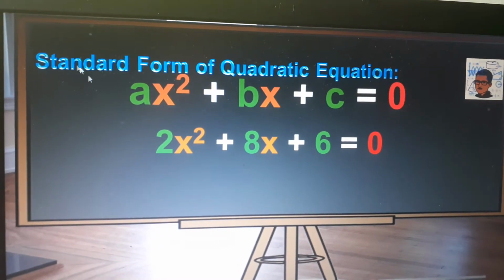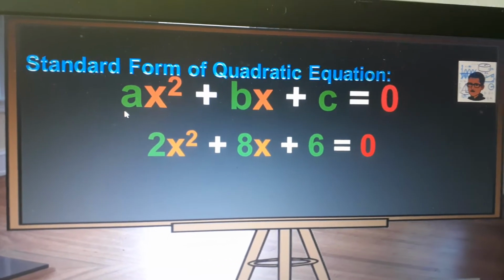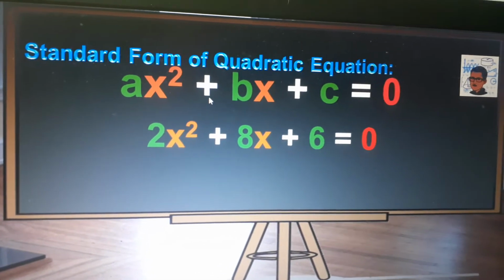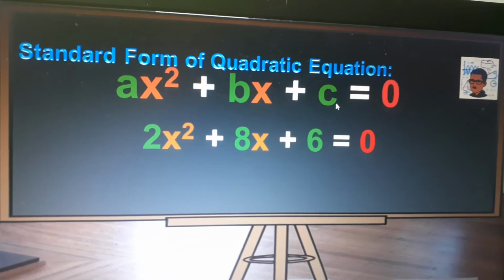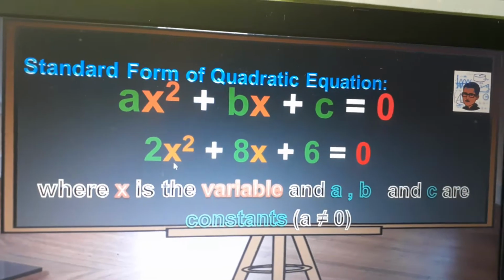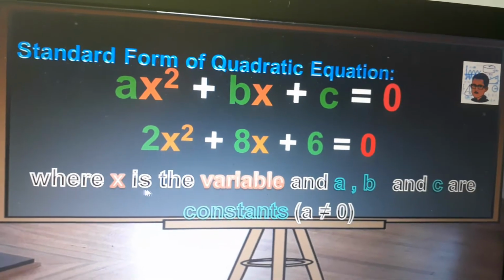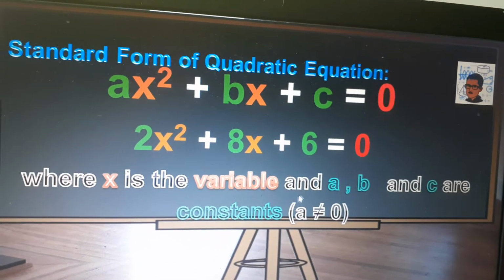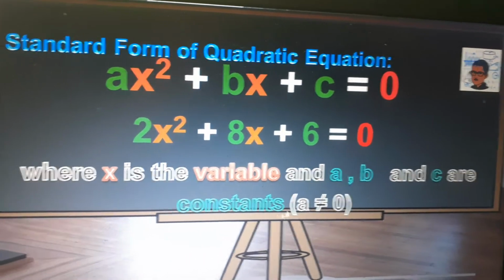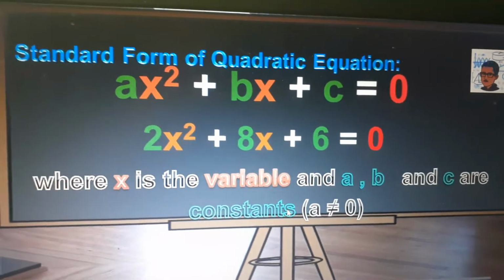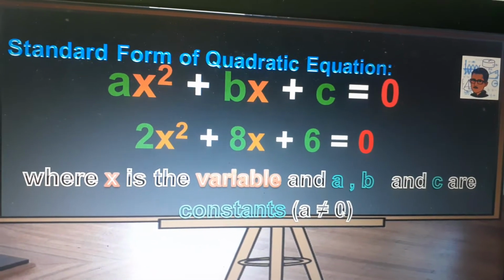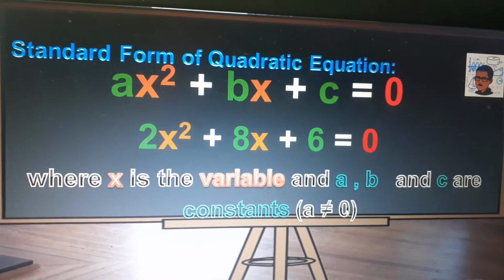So ito po yun. A quadratic equation in standard form is in the form of ax squared plus bx plus c equals 0, where our x is the variable and our a, b, and c are the constant numbers. We have also to remember that a must not be equal to 0. It can be positive or negative.